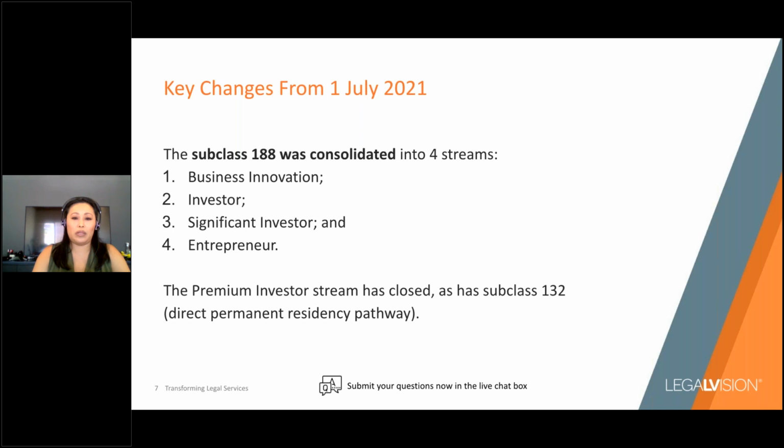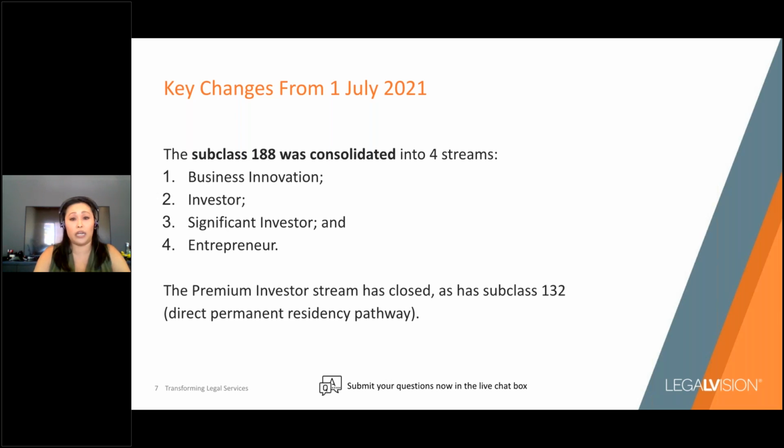So let's discuss the key changes that took effect from 1 July 2021. And to give you an idea of the climate or the overview of the Business Innovation and Investor Visa Program pre 1 July 2021, there were essentially 5 streams, and one that's missing from the subclass 188 is the Premium Investor Visa. There was also a direct permanent residency pathway via the subclass 132.